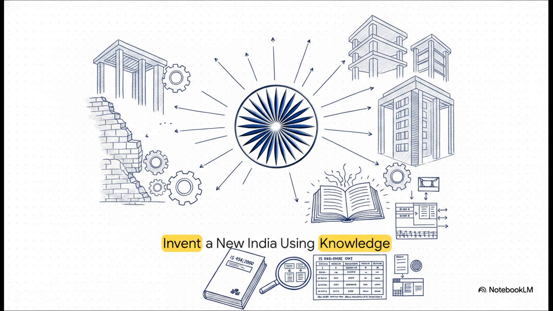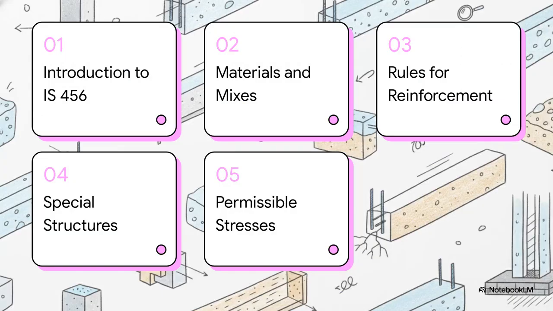Taking that spirit, stepping out of the old and into the new, we are going to break down this highly technical standard. We'll take those complex tables and rigorous structural mandates and translate them into crystal clear concepts. You'll see exactly how this specific knowledge shapes the physical world around us. All right, so here is our roadmap for today. First, an introduction to IS 456. Second, concrete materials and mixes. Third, rules for reinforcement. Fourth, designing special structural members. And finally, permissible stresses in concrete.